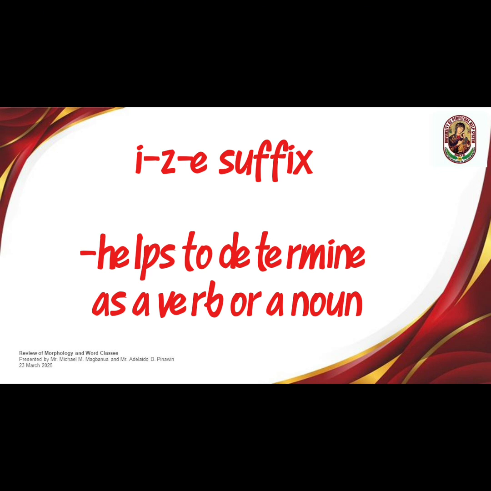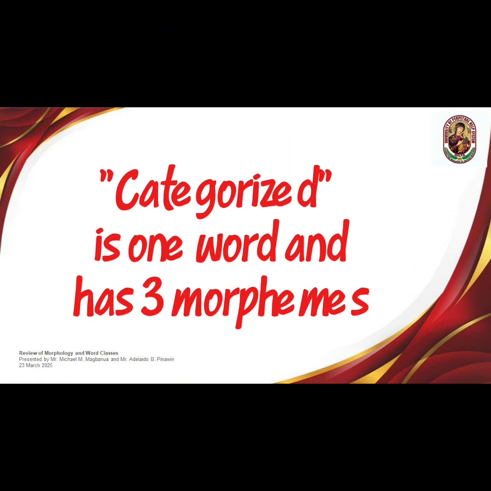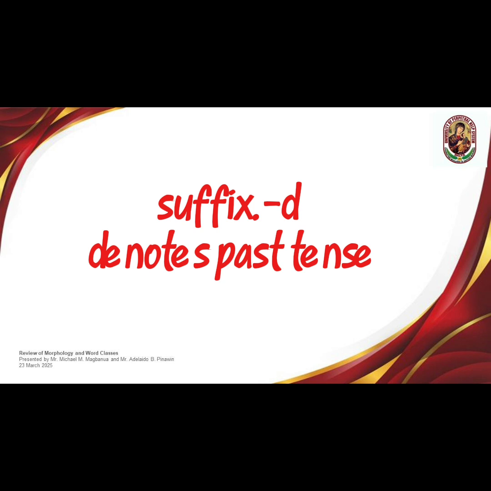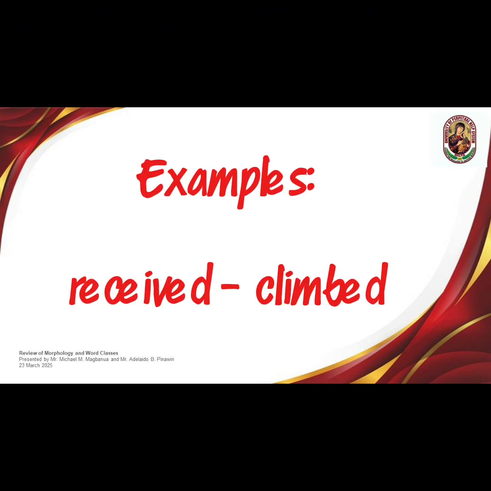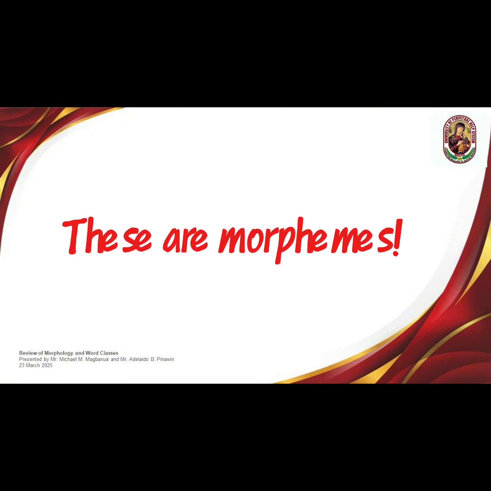Let's take another word. How about categorized? Now categorized is one word, but it has three morphemes. So we have category plus the ize suffix, but also this suffix at the end is meaningful because it denotes past tense. Sometimes it's spelled D, sometimes it's spelled ED. But another tip, try to forget about how a word is spelled in a language. Instead, try to determine, are the sounds present in that word meaningful? If they are, we must look at them as morphemes.